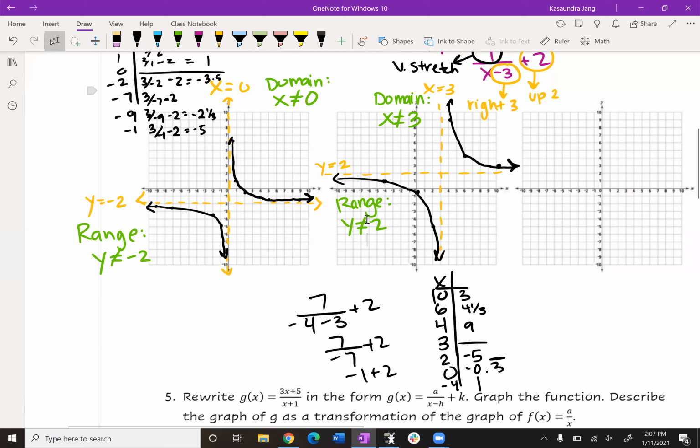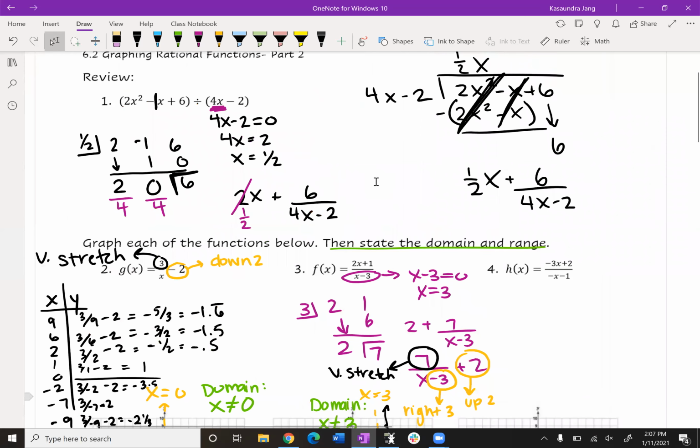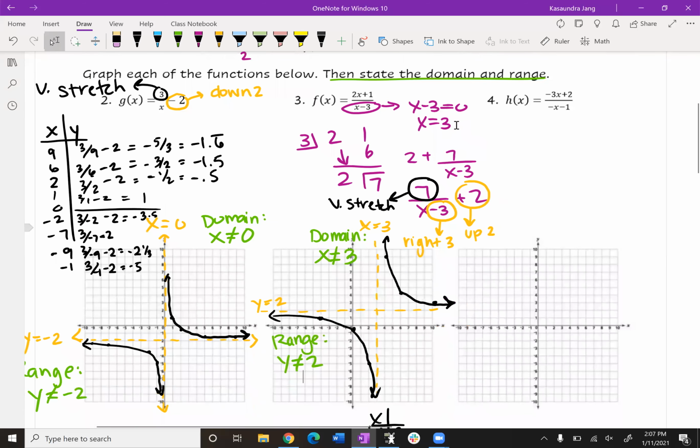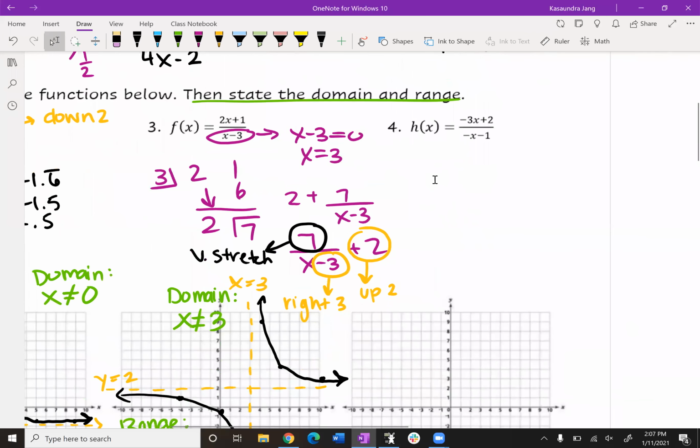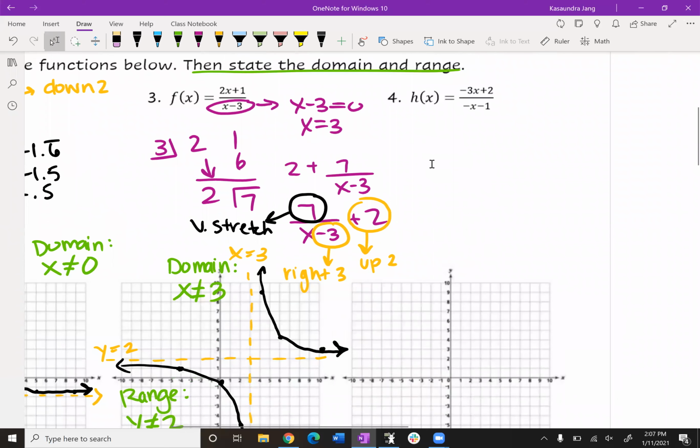For rules, it's just combining those two different things: combining your dividing polynomials and then your graphing. So let's try number 4. We can do this again. I think there is one extra thing going on in number 4. All right, so let's see here.